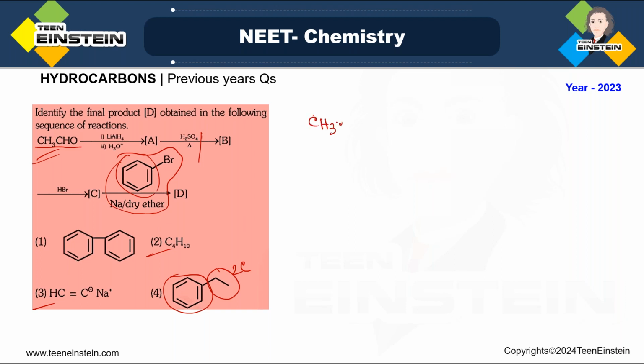But obviously it is better if you can write all the reactions. We are using here a reducing agent, RA, reducing agent. So it will be converted to CH3CH2OH. From the aldehyde, now you will get alcohol.